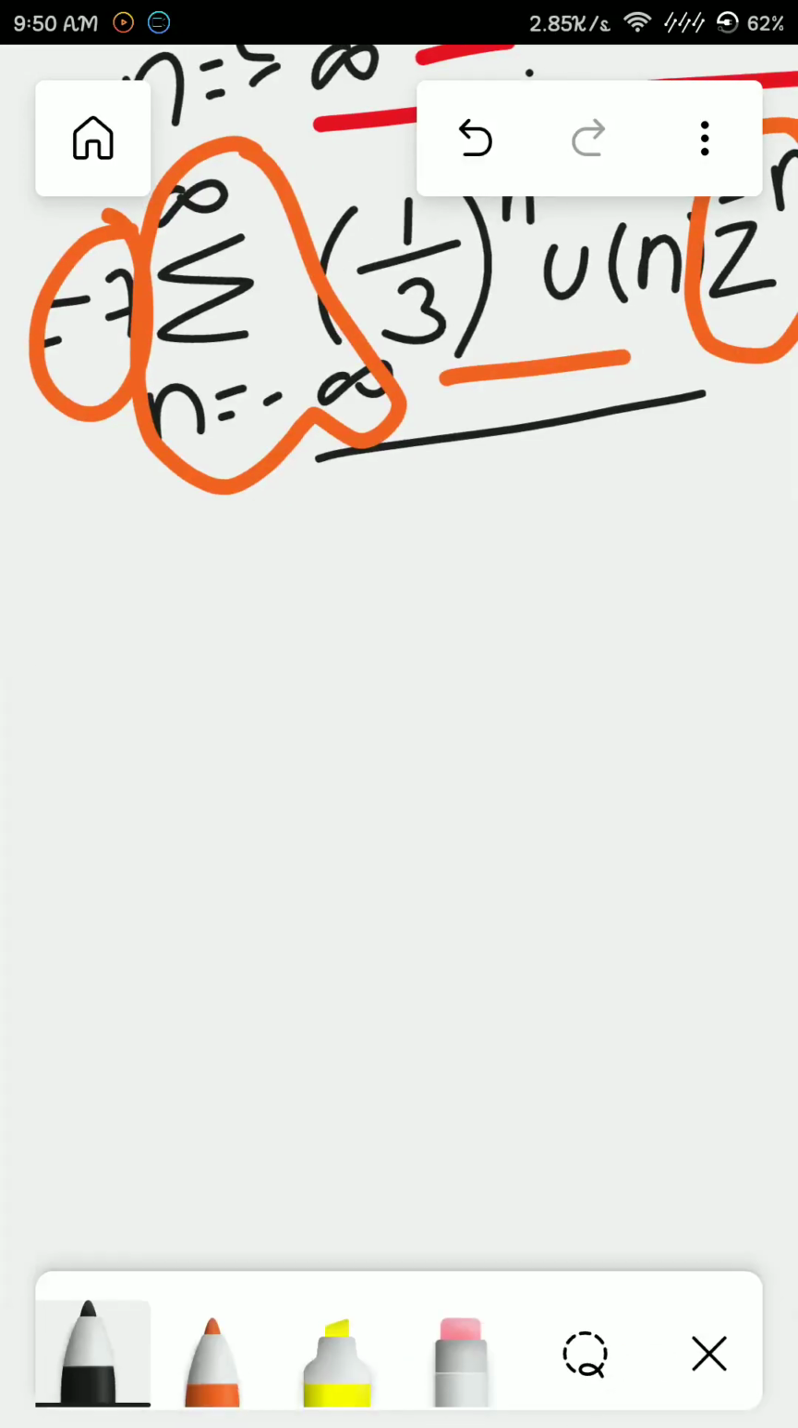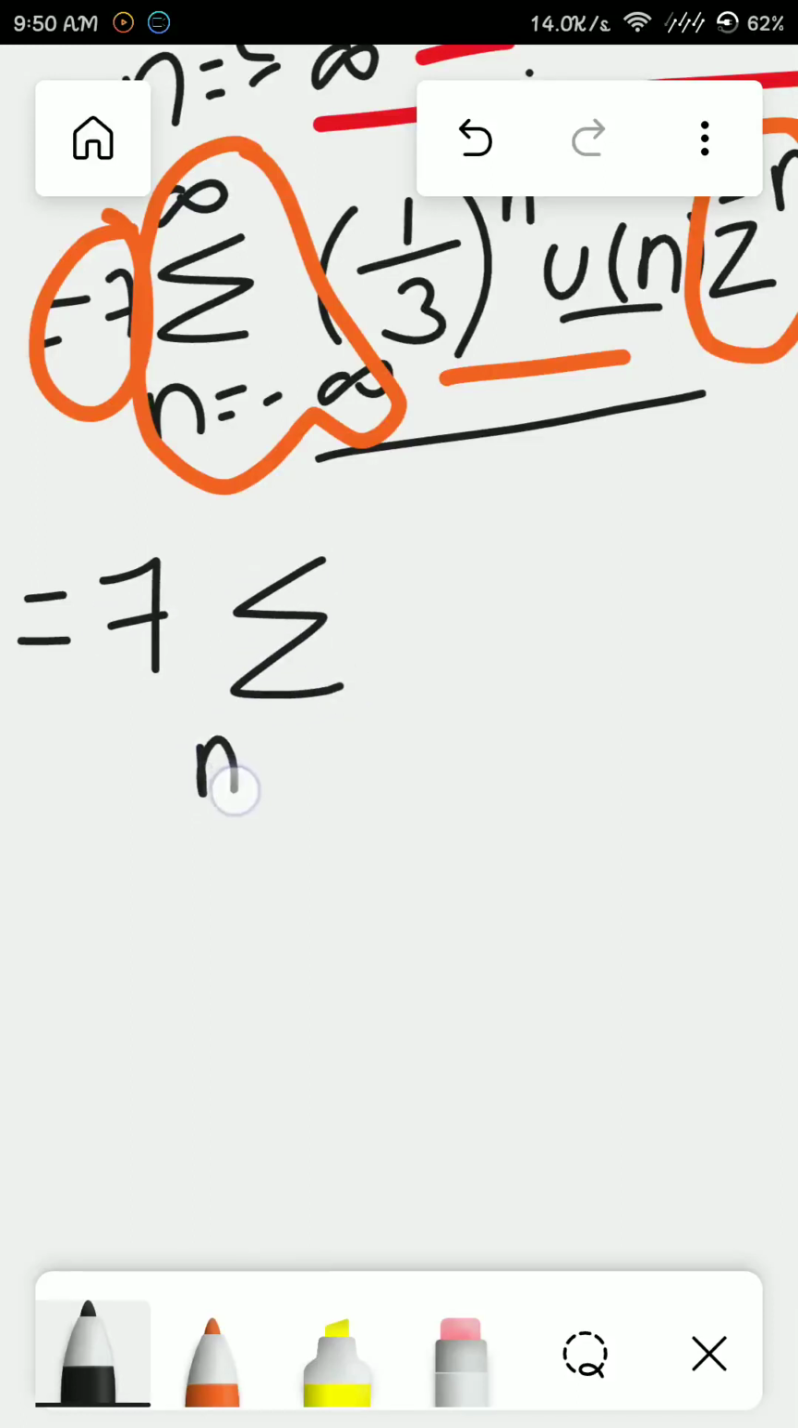Here you can see that u[n] is present, right? To eliminate u[n], you know what u[n] is. The u[n] signal starts from 0 and ends at infinity, that is, it is a right-sided sequence. So I have to write my equation as 7 into the summation for n equal to 0 to infinity, because it starts from 0 and ends at infinity.